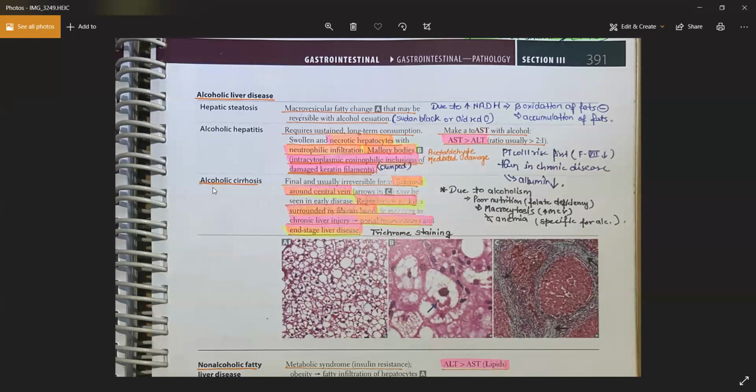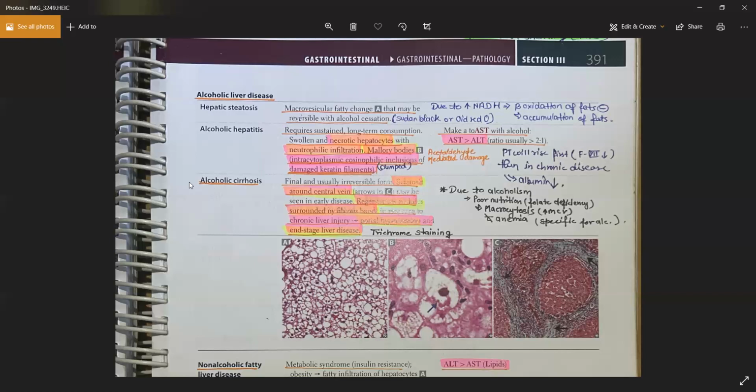Now if you continue to drink alcohol, even at the alcoholic hepatitis stage, the injury is kind of reversible. You have stem cells that can still regenerate the liver completely. But if you continue to drink alcohol even after this stage, then irreversible damage occurs. The stem cells will die, and the liver architecture will be completely destroyed.